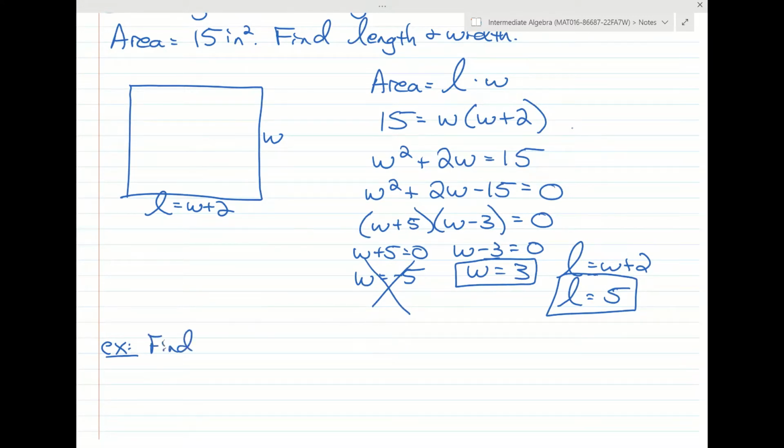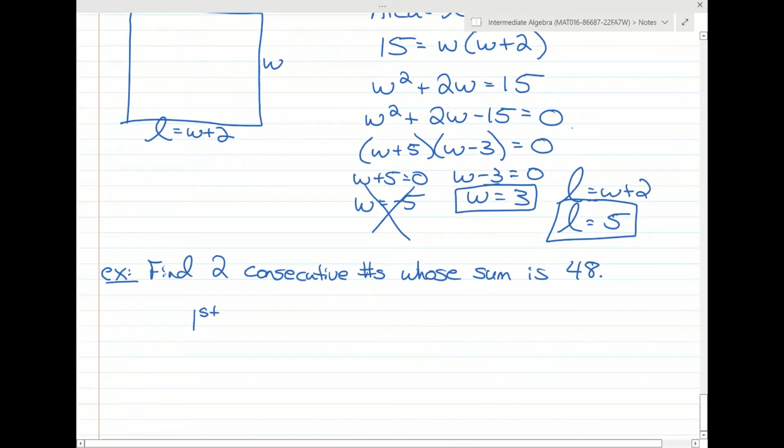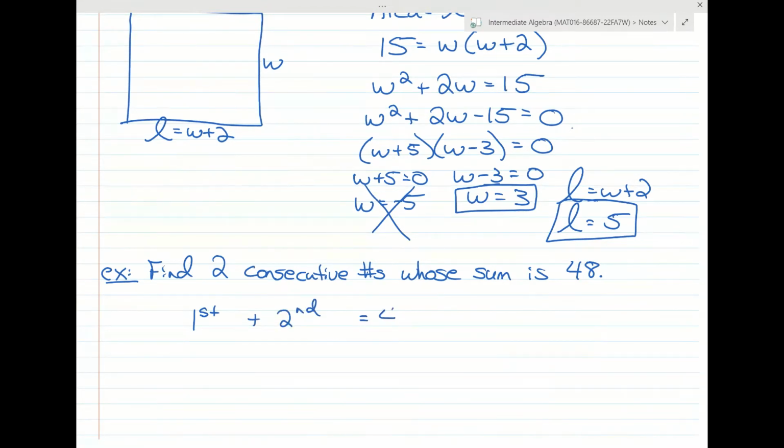What if I asked you to find 2 consecutive numbers whose sum is 48? When we say consecutive, that means one right after the other. So like 4, 5, 6, 7, those are consecutive numbers. So the way that we set this up is we just say the first number plus the second number is equal to 48.